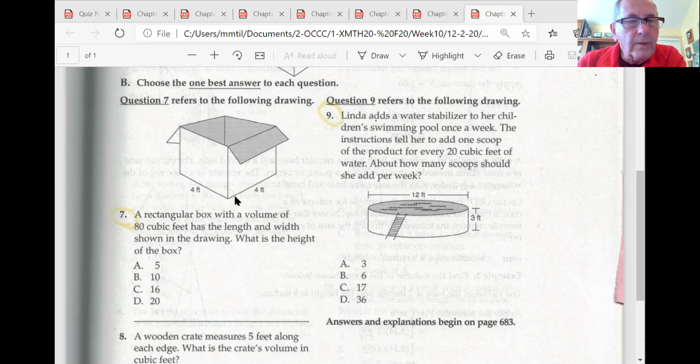And you're given what the volume is. So you know the volume is equal to the height times the base. You're just solving for the height. Right? So I'll go to my board here and we'll do it. Okay, so it's 4 by 4. So here's how you do that problem.